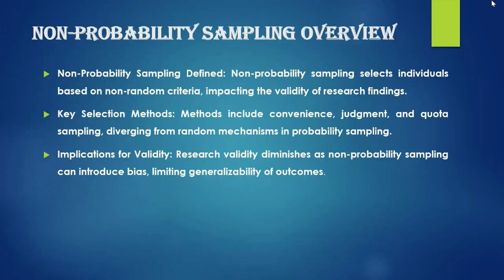Next, we shall see about non-probability sampling. Non-probability sampling means not all elements of the population have a chance of being included in the sample. It is often used when probability sampling is impractical or when the focus is on qualitative insights. The methods include convenience, judgment, and quota sampling, diverging from random mechanisms in probability sampling. Research validity diminishes as non-probability sampling can introduce bias, limiting generalization of outcomes. Now we'll see them one by one.